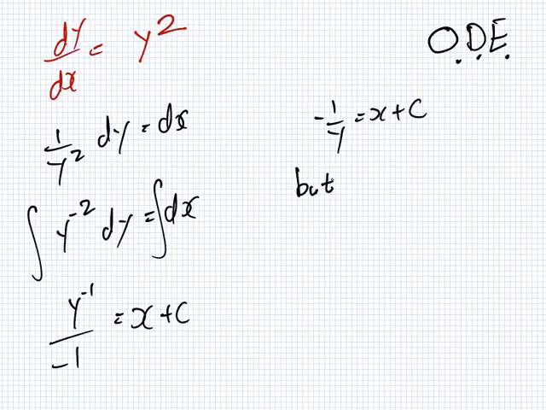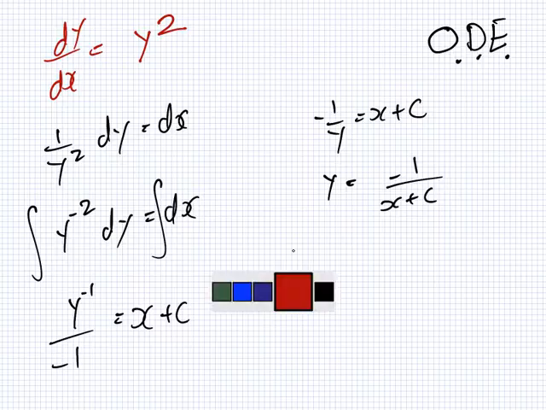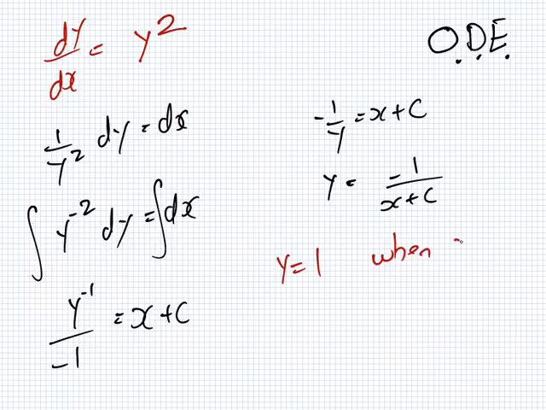But y equals... I'm not finished yet. But y equals minus 1 over x plus c. I made a mistake, you're right, it can't be 0. I'll change the question here. I'll say y equals 1 when x equals 0.